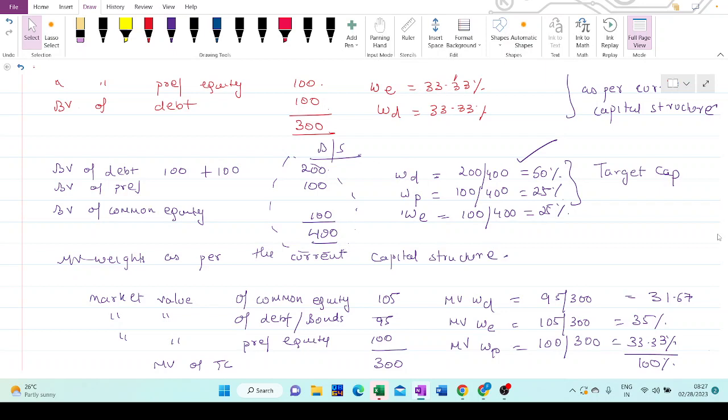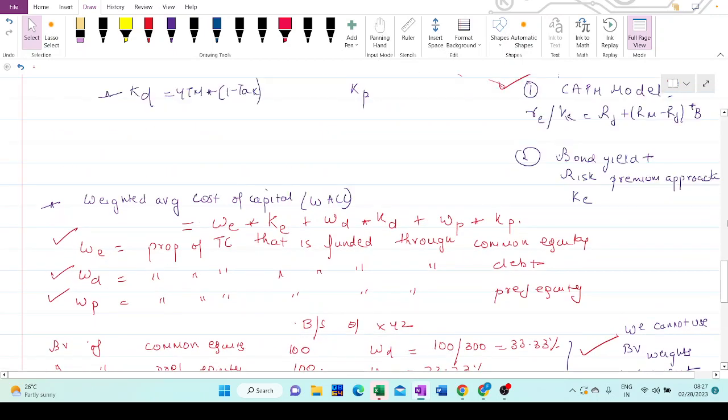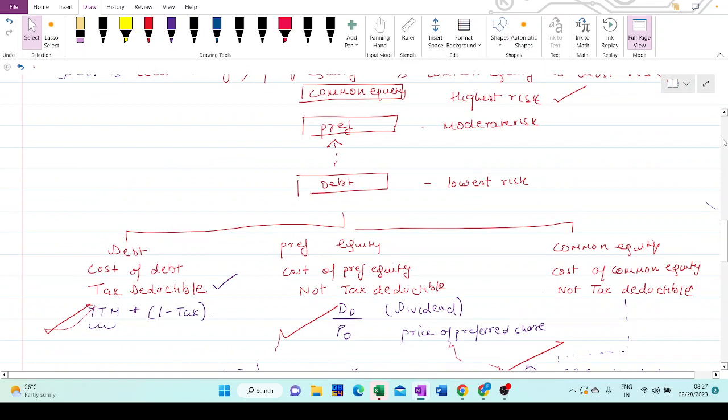Then write, what is the target capital structure? Target capital structure is the capital structure that the company is striving to obtain. It is the capital structure that the company wishes to obtain. Third, please, guys, are we noting this? Yes or no? Yes, sir.